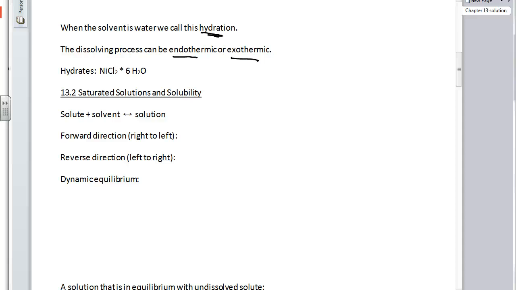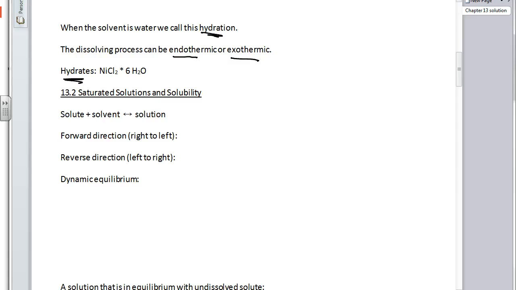Sometimes exothermic, like a hot pack, it's going to give off heat and feel hot when we touch it. Okay. A couple other things that we might come across when we're dealing with solutions is something called a hydrate. And this is an example of a hydrate right here. And usually hydrates are solids.